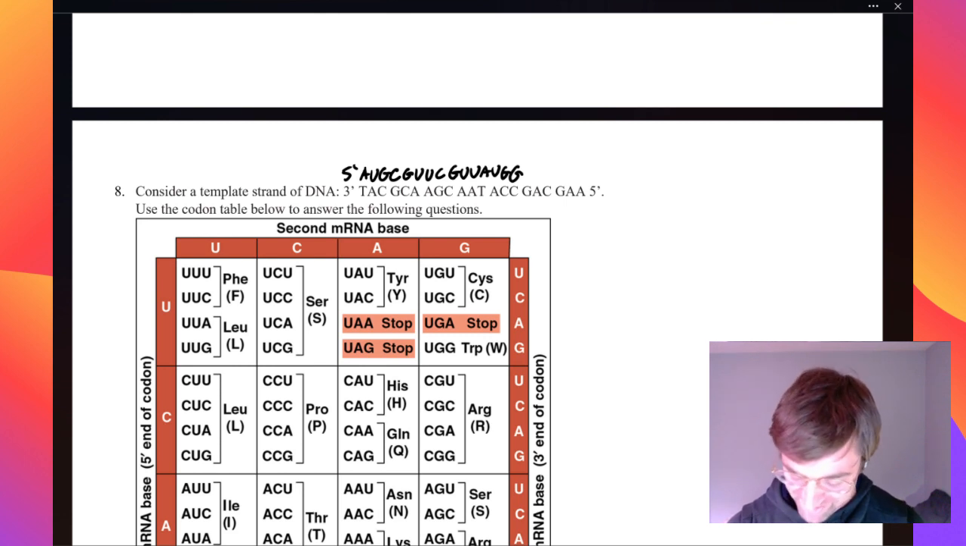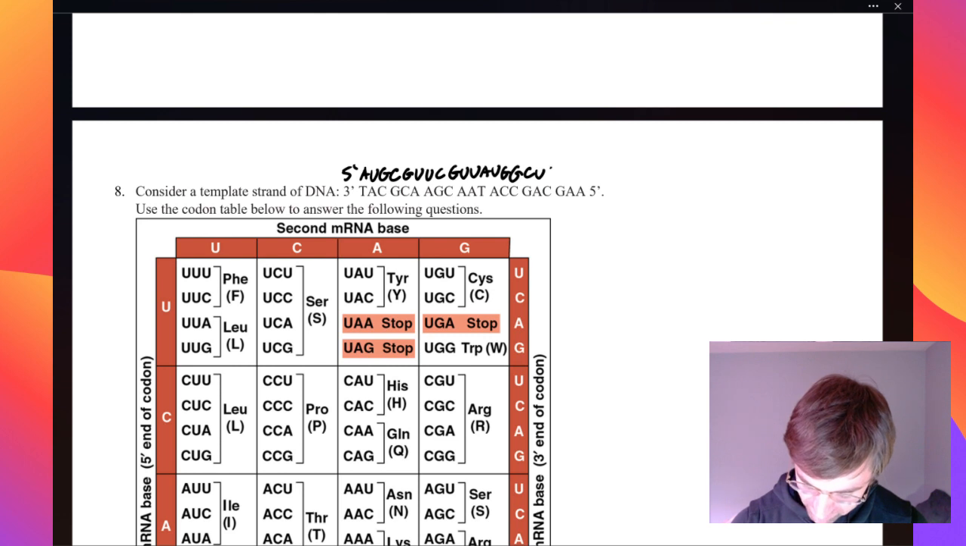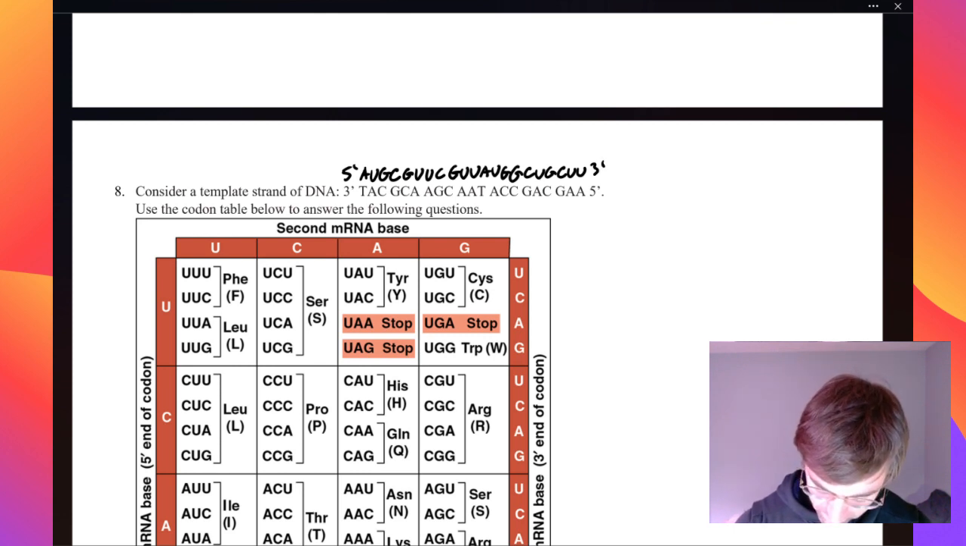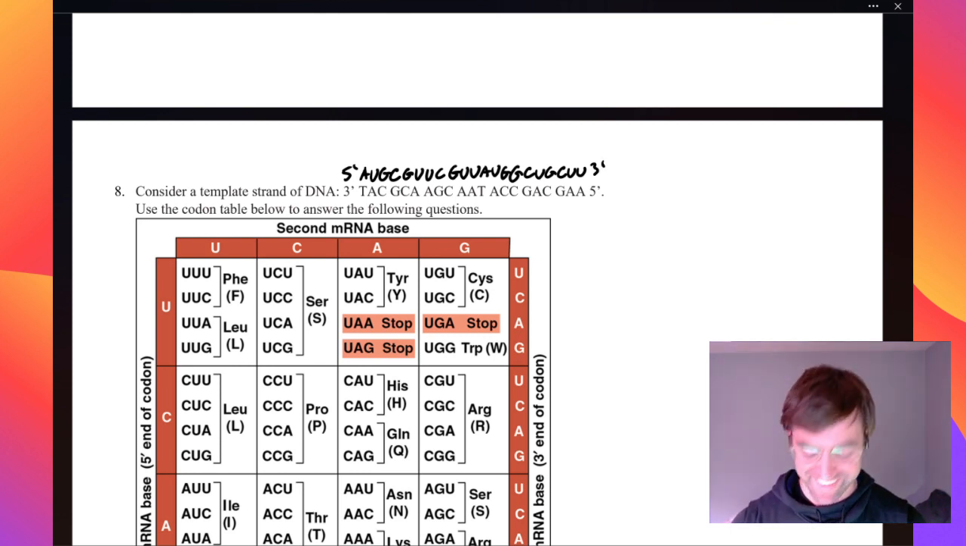It's my dog in the background. G to C, A to U, G, C, U, U, 3 prime. That's got to be my housemate coming home.